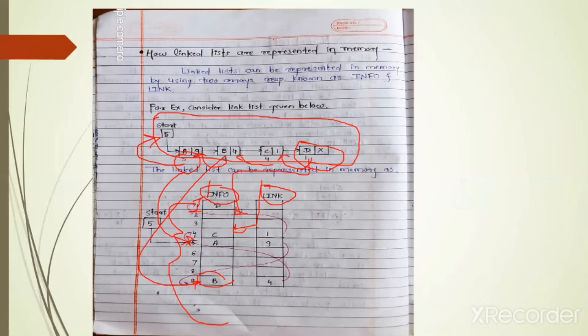Now second array is link. First node D, the link part of D is null because it is the last node. Last node contains nothing, means here null. C stores the address of D, that is 1, so 1 is stored here. A contains the address of B, that is 9, so it is stored here. And C contains the address of B, that is 4, so it is stored here.